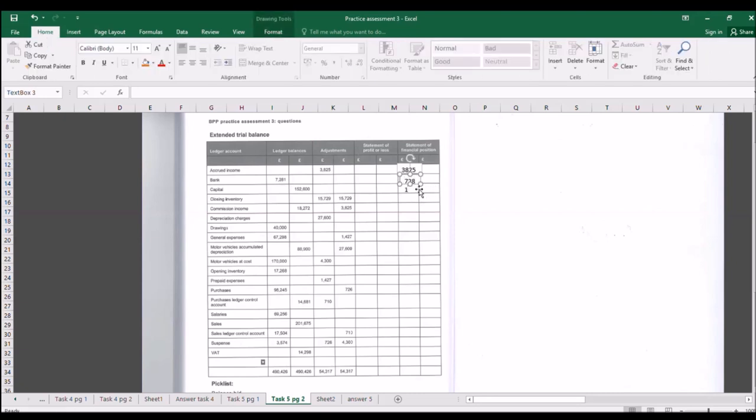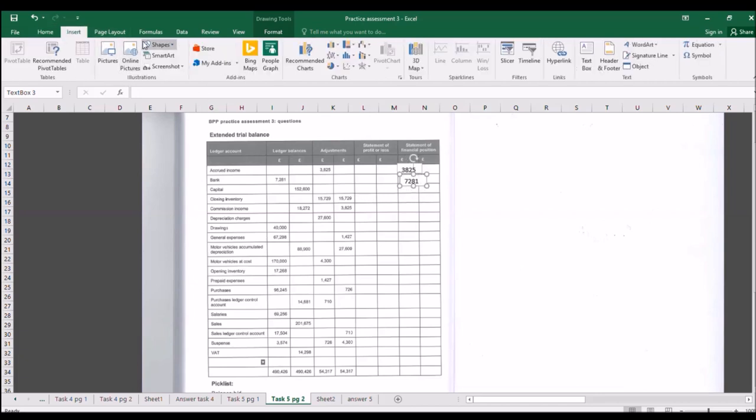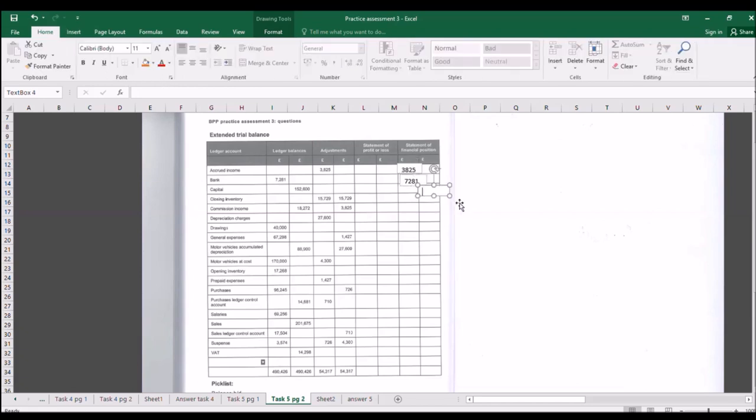7281. Okay, there. Our capital is the amount owing to shareholders, so it's a credit. It's a liability still at the end of the year, so it goes in our statement of financial position. So it sits over there as a credit side on that amount.